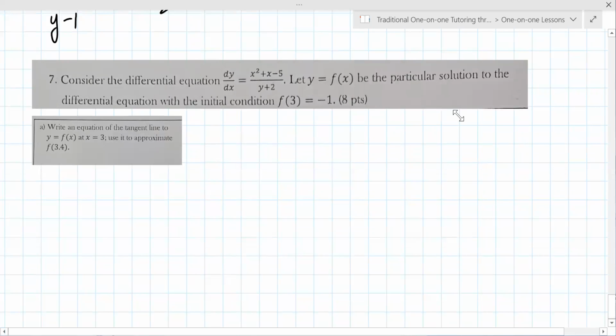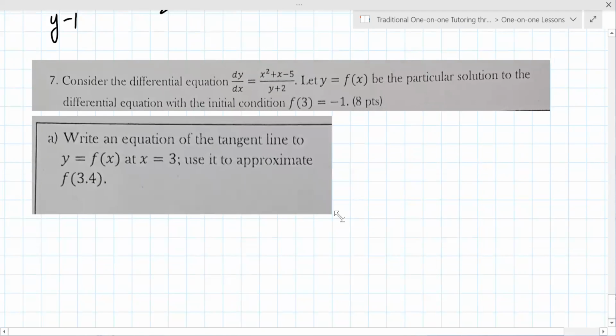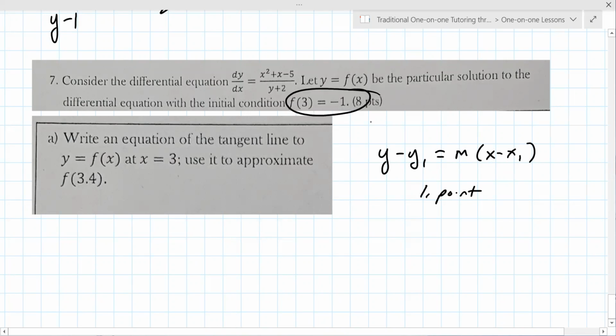It says here's a differential equation, and they want you to find the equation of the tangent line. If you haven't done this in a while, you may not remember that you already have a lot of information here to be able to do it. For the tangent line, you need y minus y1 equals your slope times x minus x1. You need a point, which comes from right here, and a slope, which comes from the derivative, which is right here. So your point is 3 comma -1.